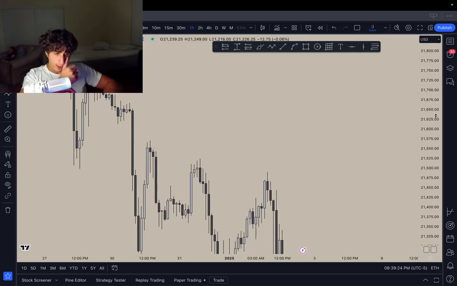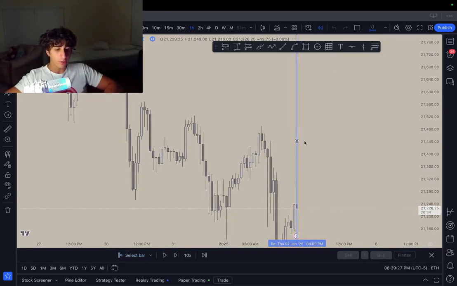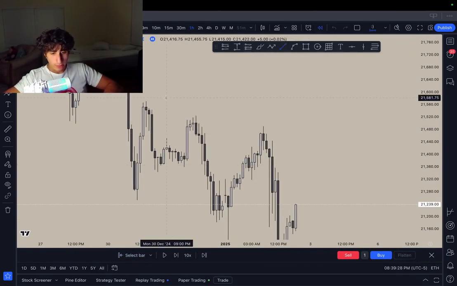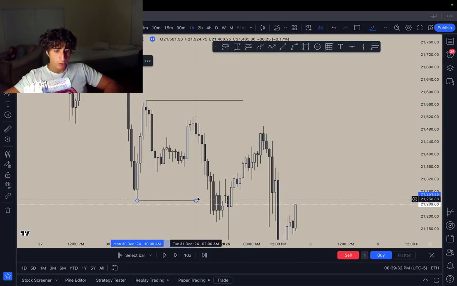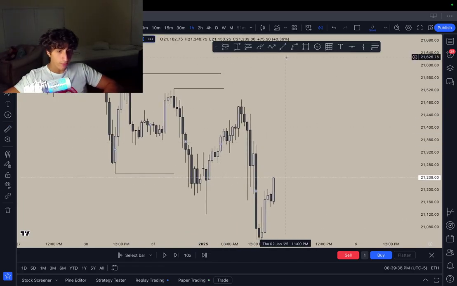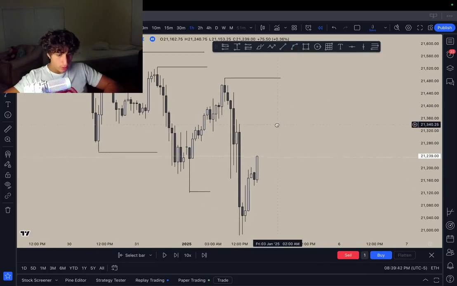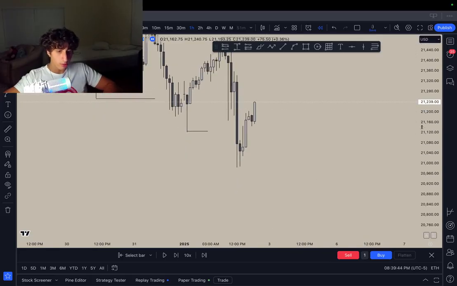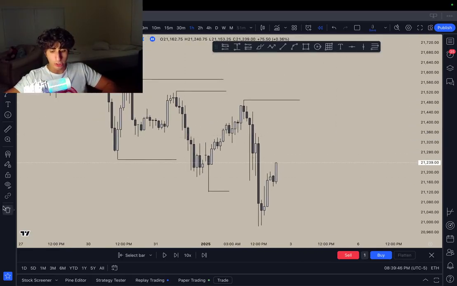For example, here we have some bearish market structure on the 1 hour, right? Where we have a series, where we have a high right here. We then have a low. We then have a lower high. And then we have a lower low. And then we have a lower high, lower low, lower high, lower low. And this is a series of bearish market structure, right?